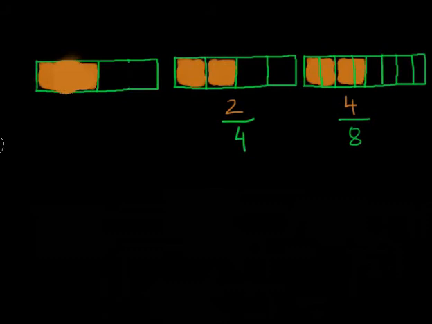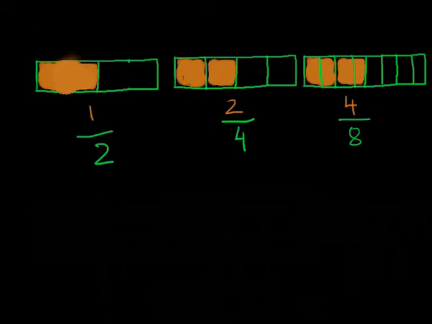We have only two boxes, and one half of the box is shaded brown, and it means in terms of fraction we can write it as one out of two total boxes, one is shaded brown.